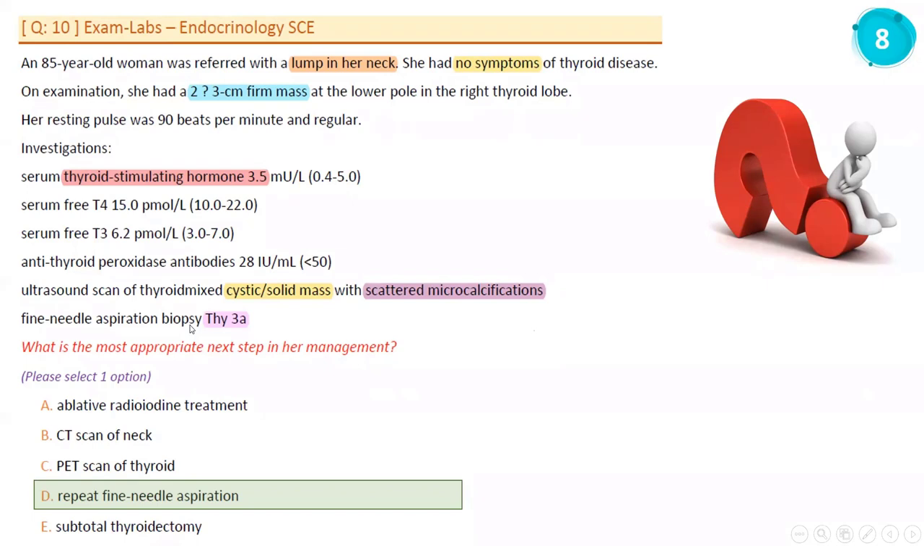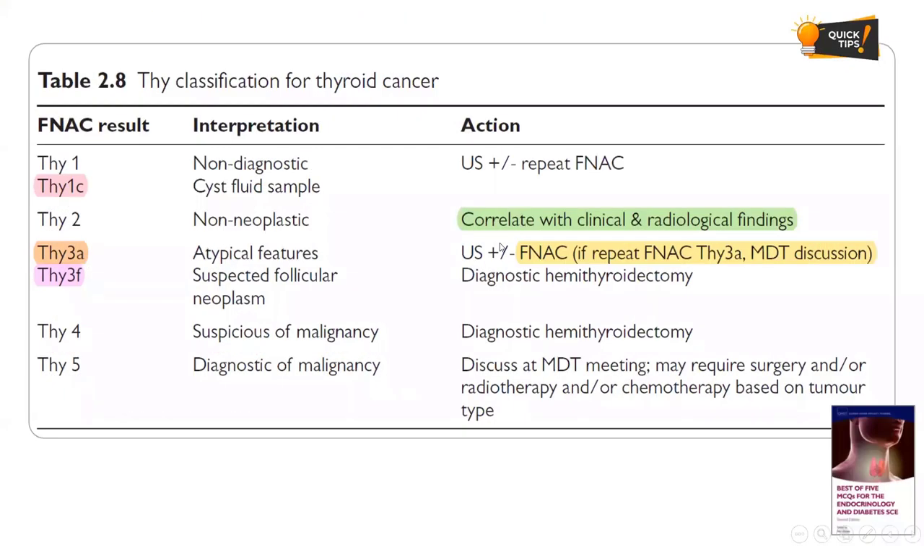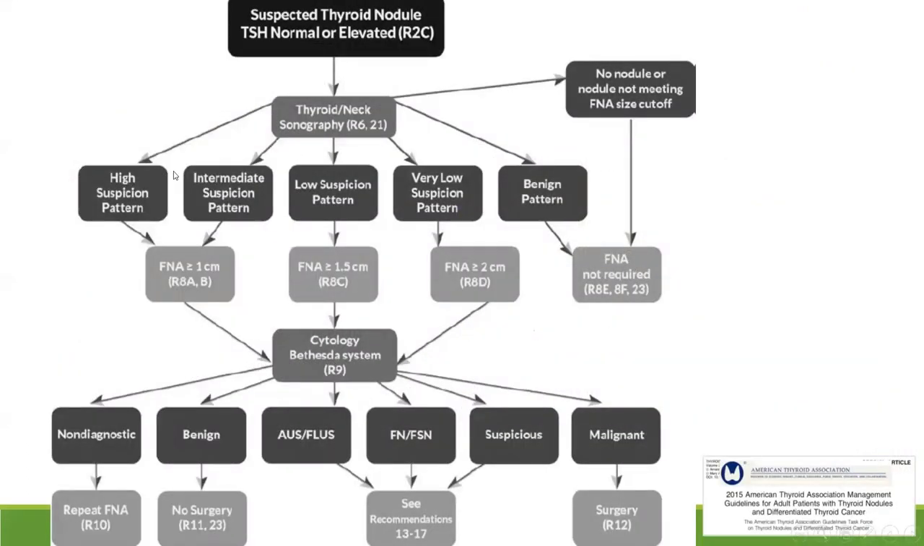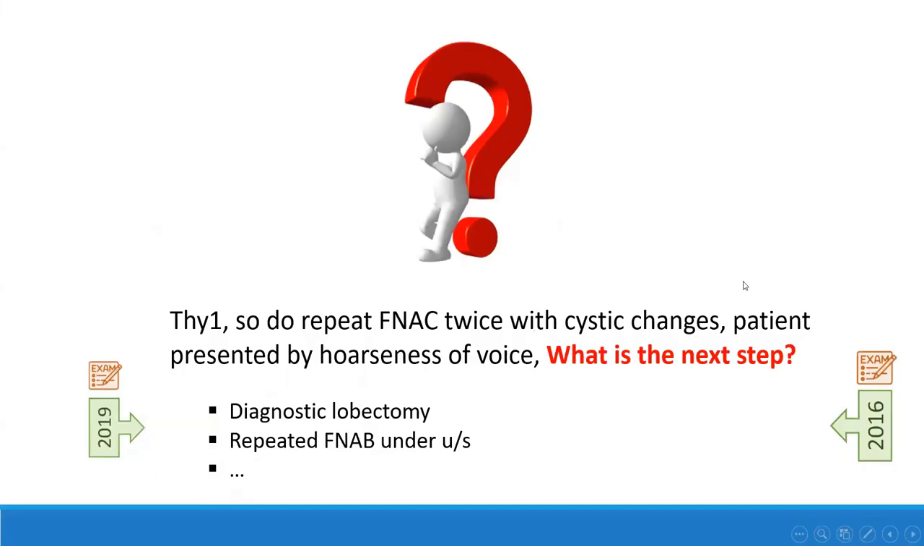Excisional biopsy. I am with you actually. Excisional biopsy, because the microcalcification is a risk pattern. The age is a risk factor. So in this situation, if we do it twice and get Thy 3A, the best option is multidisciplinary team discussion, and actually we should do a diagnostic hemithyroidectomy. And this is the American recommendation according to the thyroid pattern. This is similar to the Bethesda system, not the same, but similar. But they do fine needle aspiration biopsy according to the size, not the size alone, but size and the pattern of the thyroid nodule, and this is not very important for the exam.